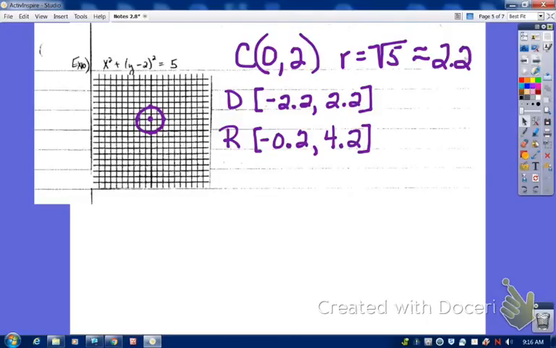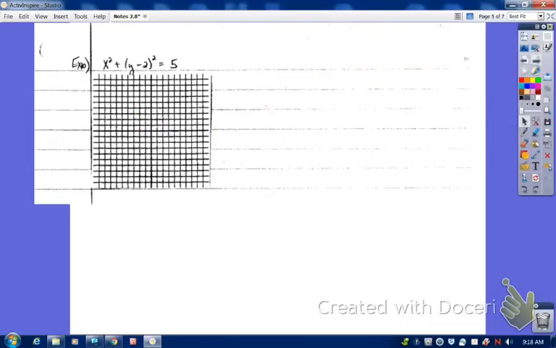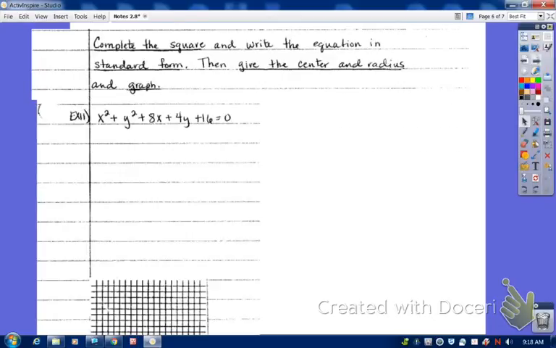All right, last thing. The directions say complete the square and write the equation in standard form. Then give the center and the radius of your circle and graph. So we're going to use something that I told you that we would use later on. It's called completing the square. We did that back in quadratic equations, and y'all just loved completing the square. And I'm being sarcastic.